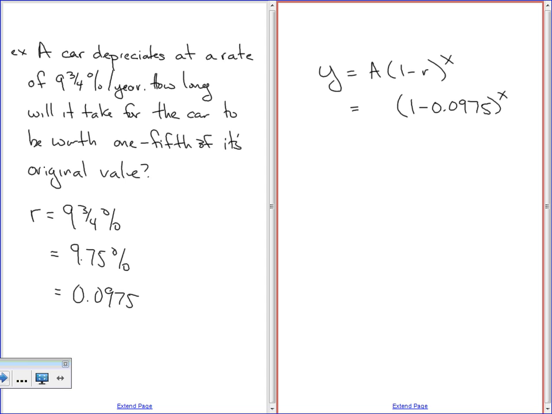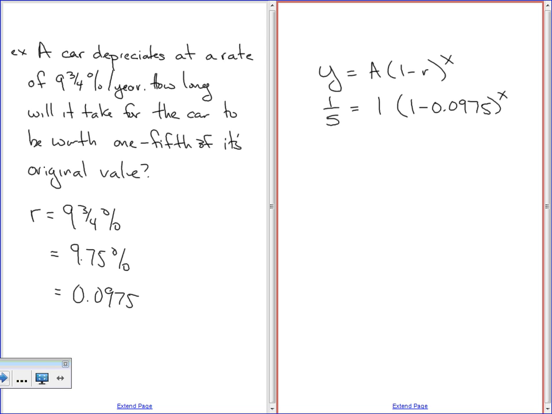Again, they don't give us what the car is initially worth. All I know is that I want to figure out when it's worth 1/5 of its original value. Okay, so all you need is a starting point. So what's a good starting point for the car's original value? Okay. So if it was 1, then what would its final value be? 0.2 or 1/5, right? Okay.